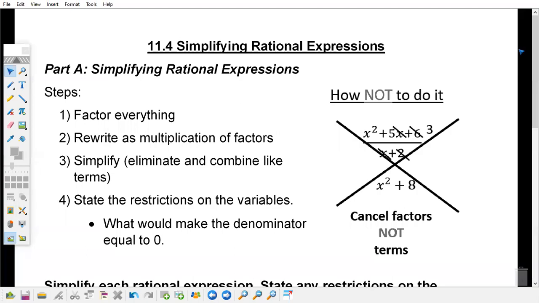So 11.4, simplifying rational expressions. We're going to be simplifying, multiplying, and dividing in 11.4. Part A starts off with simplifying rational expressions. And so here are steps that we'd follow.